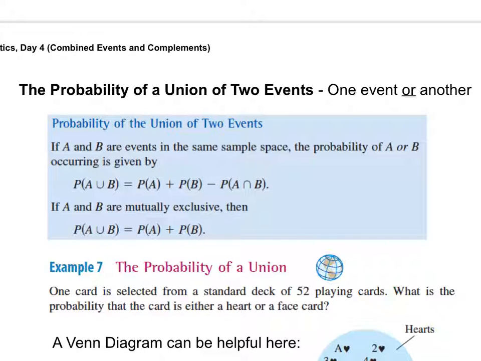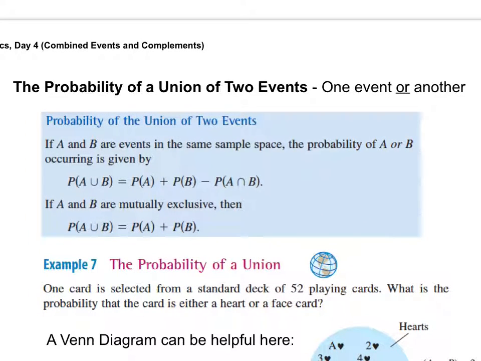Now, we have this idea of union here, where we're putting it together. Again, when you hear the word union, think or. Or is a much more inclusive kind of term. Instead of it having to be in both, it could be in both, or it could be just in one or just in the other.